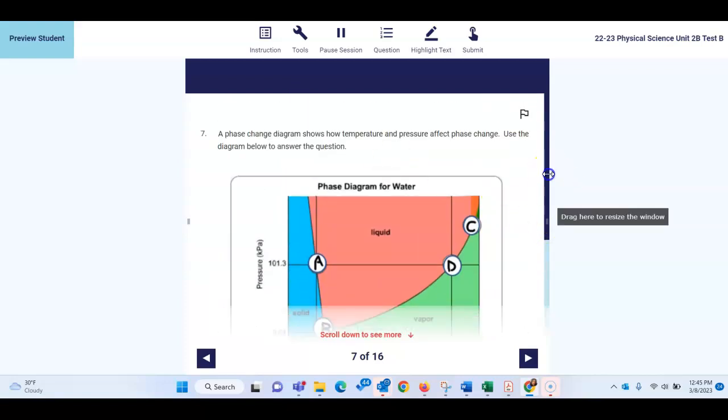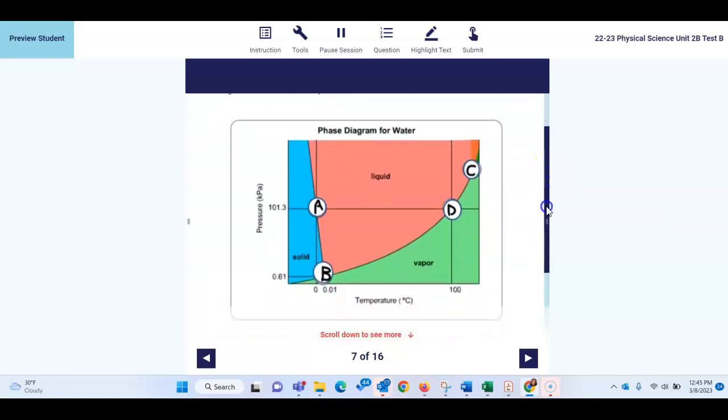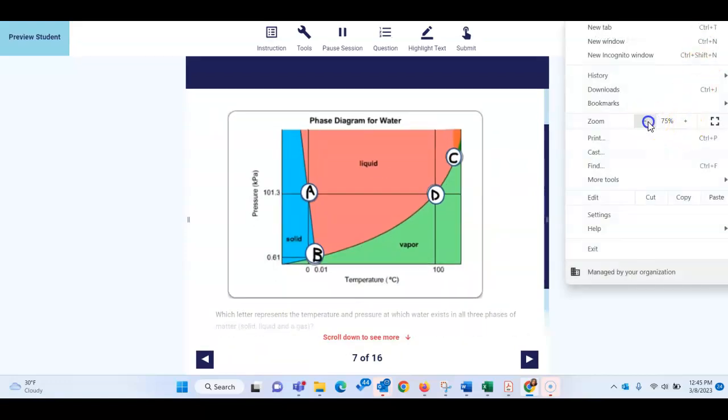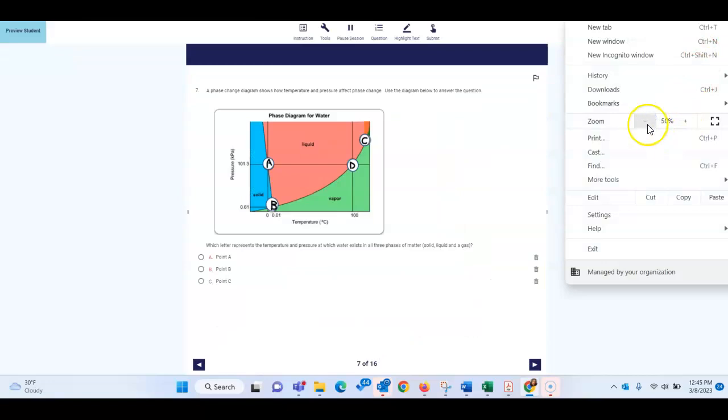Let me see if I could get it all on the same page. There's the phase diagram. Let's see if I make this smaller, if I could fit it. Okay.